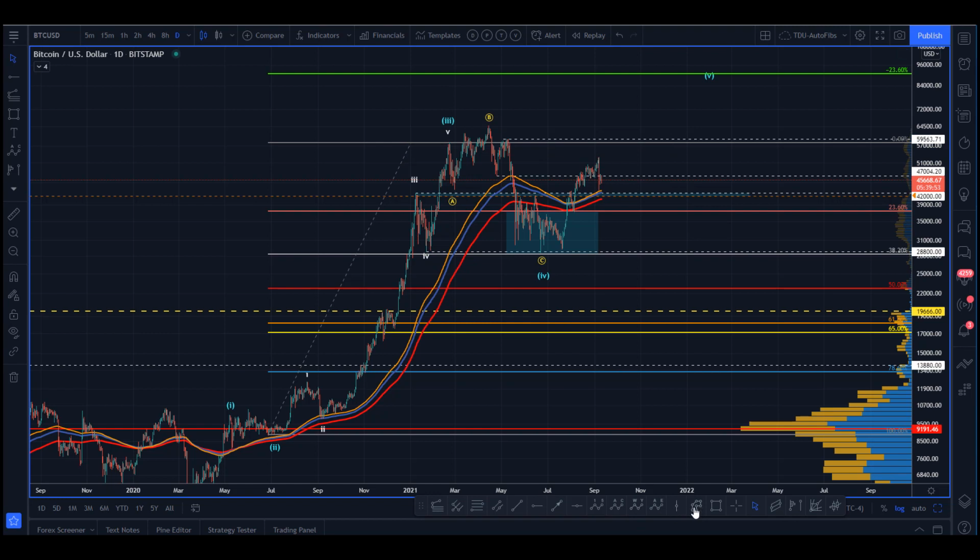So this relationship, the length of this A wave here, projected from this B wave, is 2618 the length of the A, right? That doesn't happen randomly. It just doesn't. So all of the ingredients are here per this count for this to come off here.